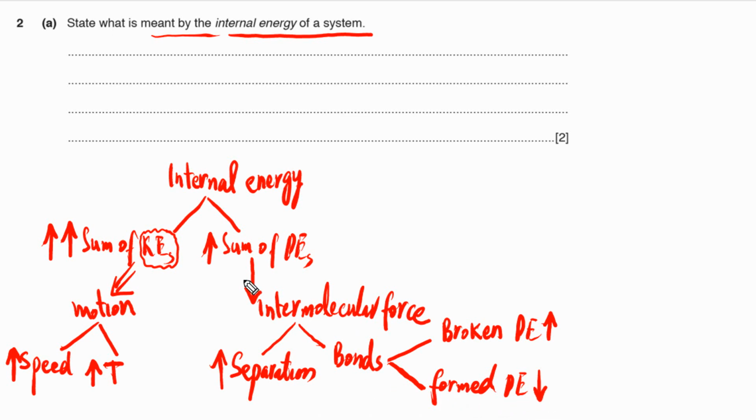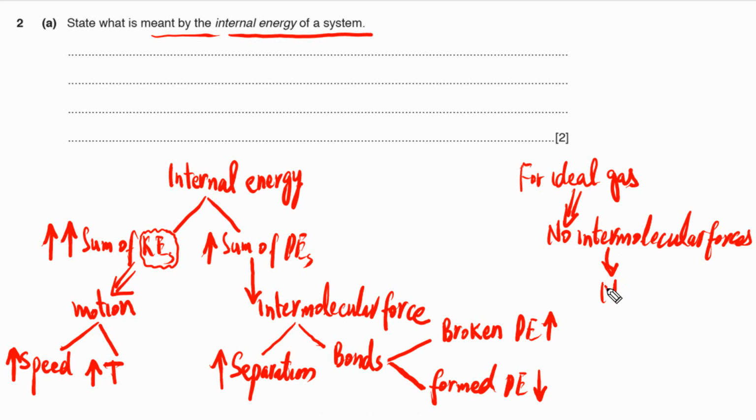So this is what we need to understand about potential energy and kinetic energy. For ideal gases, we need to understand there are no intermolecular forces between ideal gas molecules. This is the assumption we make for ideal gases. As there are no intermolecular forces, it simply means that there is no potential energy. So ideal gases don't have potential energy. So for ideal gases, their internal energy is simply equal to the kinetic energy of molecules, or the sum of kinetic energies of all the molecules.